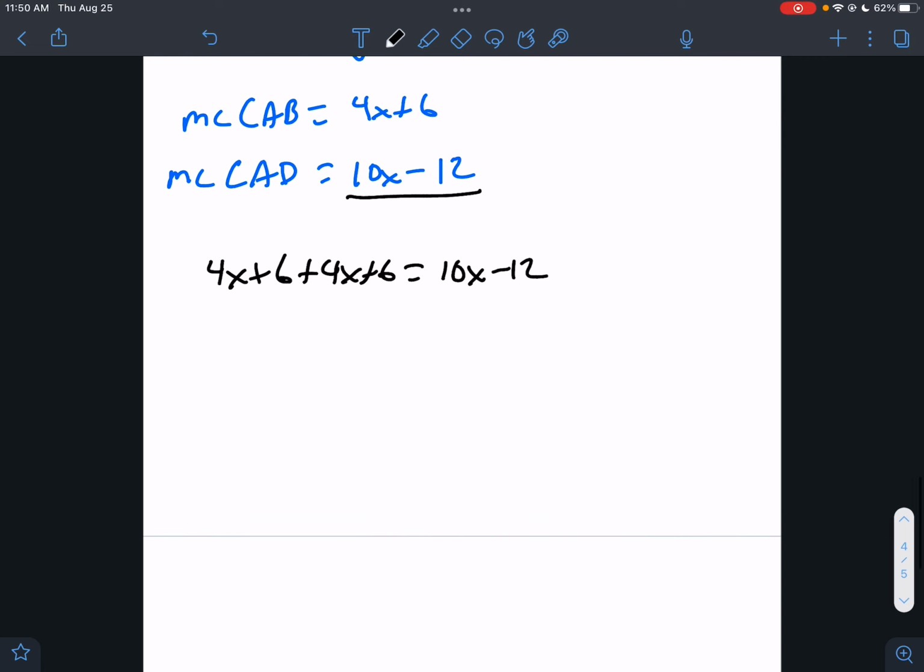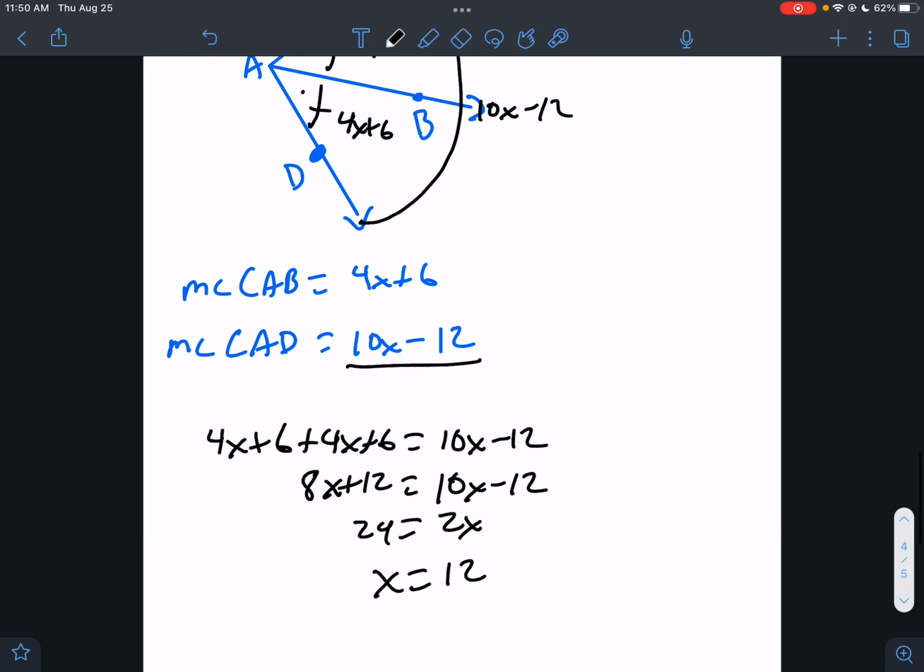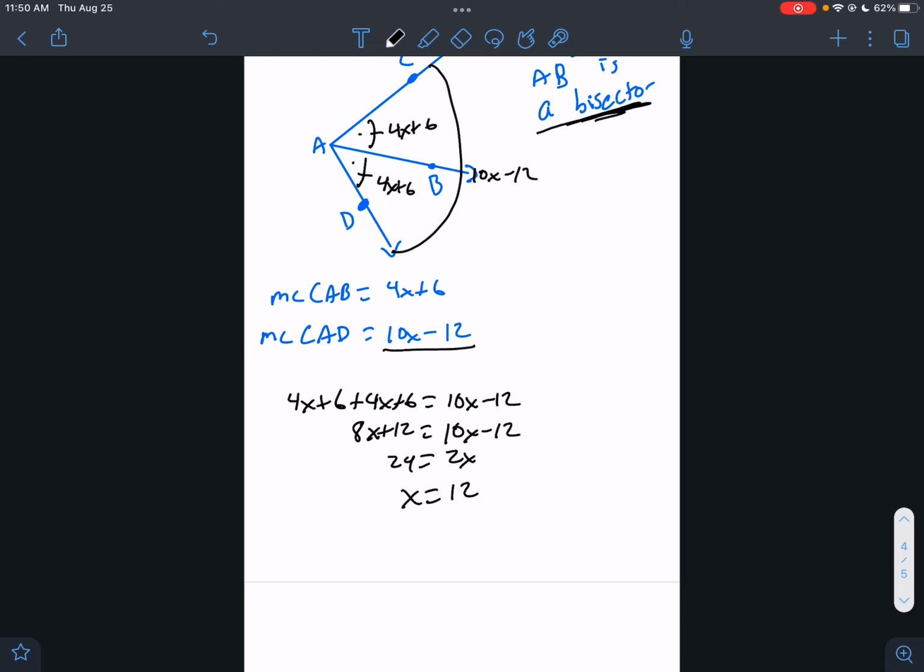And now that's an algebra 1 equation. This would be 8x plus 12 equals 10x minus 12. So 2x equals 24. This time x is a nice whole number. X equals 12. I don't want to take the time right now, but you would plug those back in.